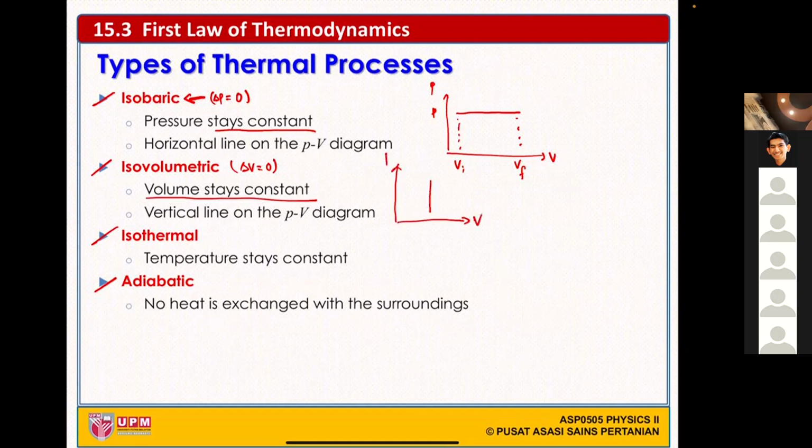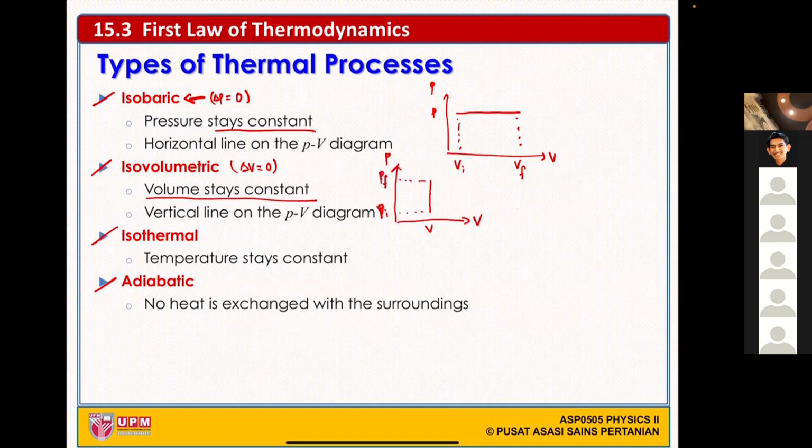Okay, so this is a graph of P versus V. So kalau kita tengok yang volume akan jadi constant. So let's say lah, this is P initial and this is P final. Maknanya ada perubahan pressure tetapi volume dia tetap sama.